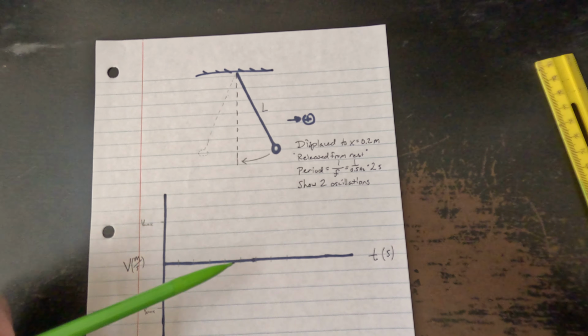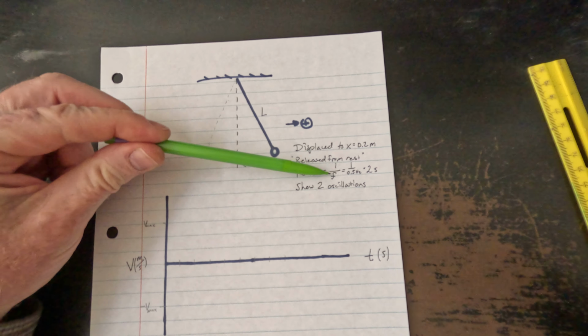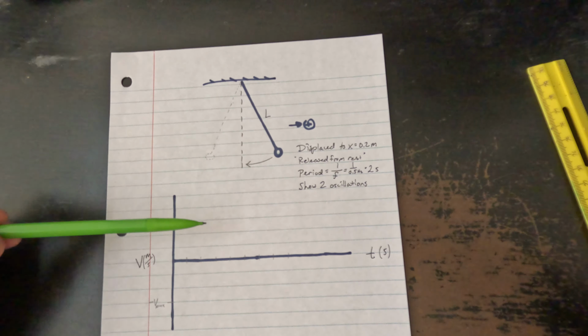Well, we want the period to be able to draw this graph because we have time on this axis. So the inverse of frequency gives a period of 2 seconds. Awesome. We've got to show 2 oscillations on this graph.